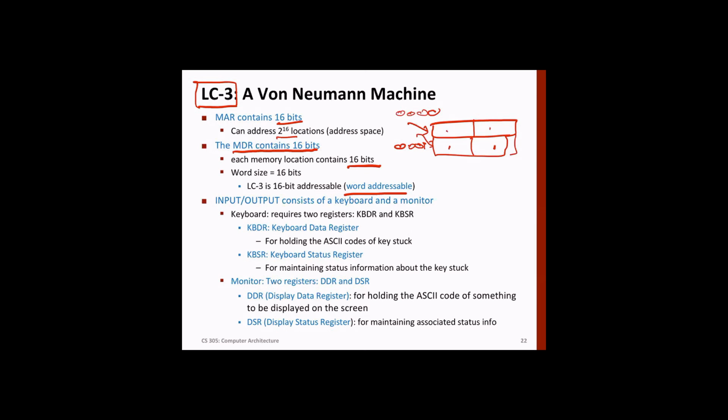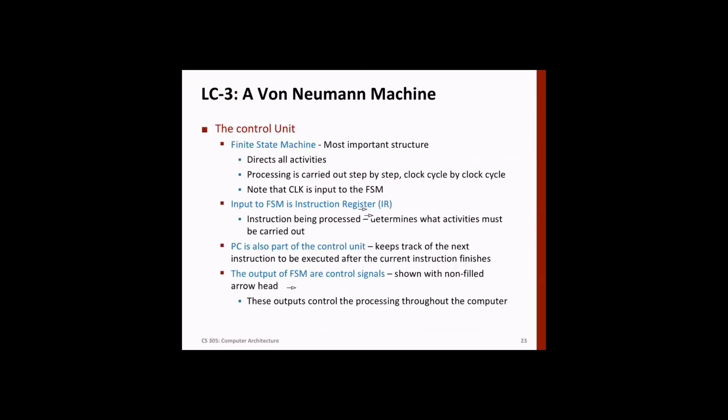Input outputs are considered to be keyboard and monitor only. There are 2 registers for the keyboard, the keyboard data register and keyboard status register. Similarly, the monitor has 2 registers, a data register and a status register, called the display data register and display status register. The control unit is an FSM, finite state machine. It directs all activities like a conductor of an orchestra.